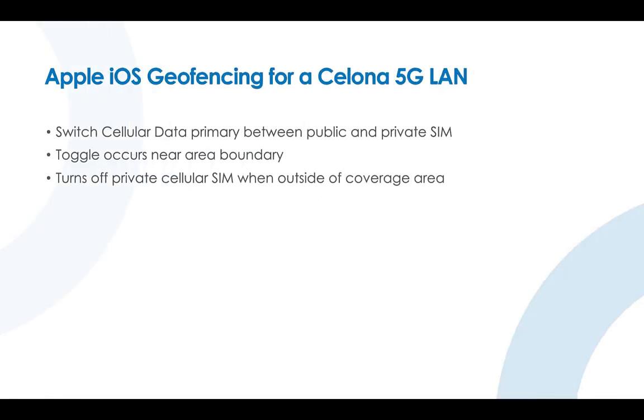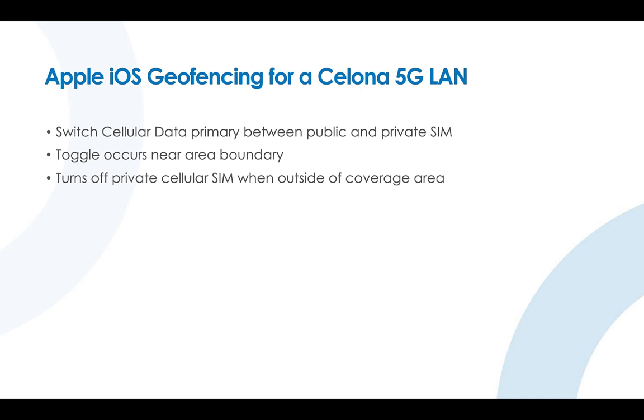In this video, we build on top of the 5G standalone setting with the Apple iOS Geofencing functionality. Apple iOS Geofencing allows for an Apple iOS device with two SIMs, public and private, to automatically switch between the private and public SIM for cellular data as the user physically enters or leaves defined areas of private cellular coverage, for which coordinates are detected by the GPS functionality on the Apple device.